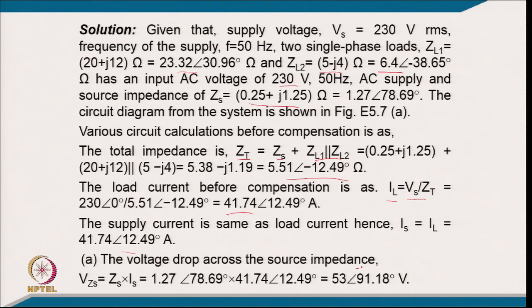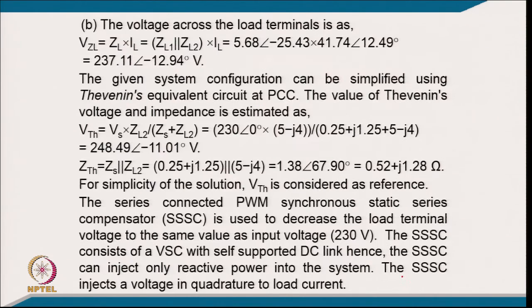The voltage across the source impedance will be the source impedance multiplied by the current. So, that comes to 53 volt. The voltage across the load terminal will be ZL times IL. So, keeping the values, it comes to 237.11 volt.